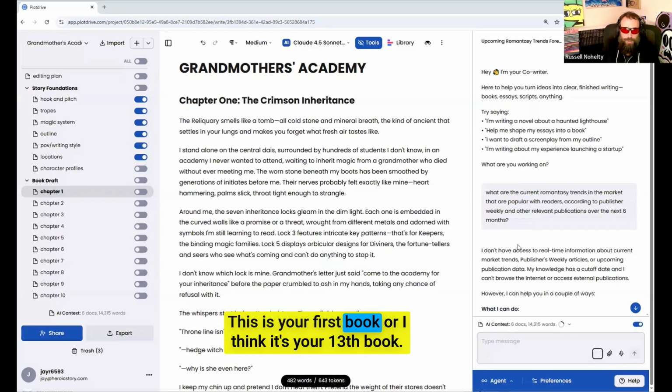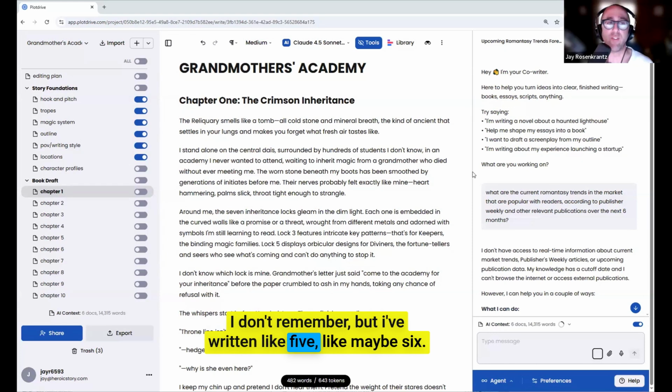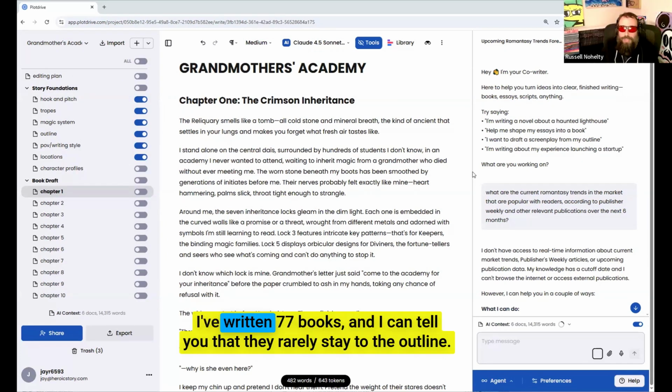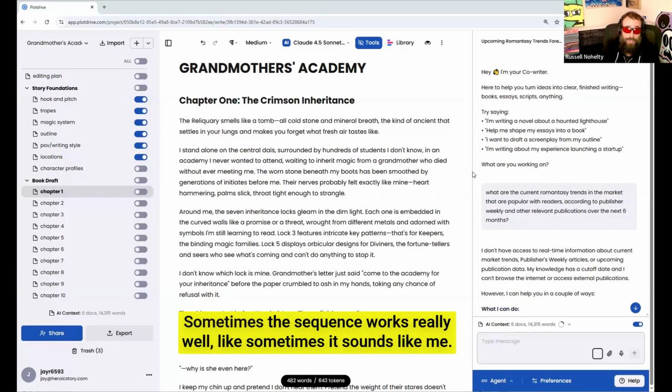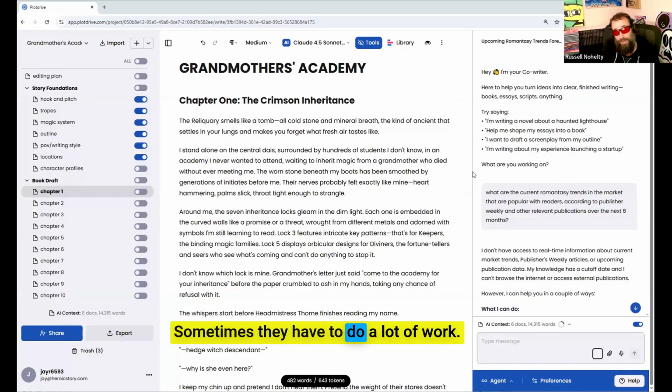This is your first book, or I think it's your 13th book, I remember, but I've written like five, maybe six. Yeah, I've written 77 books, and I can tell you that they rarely stay to the outline. I have done books with AI, and it's a chapter by chapter tug of war. Sometimes the sequence works really well. Sometimes it sounds like me, sometimes I have to do a lot of work. Sometimes I don't sound like me.